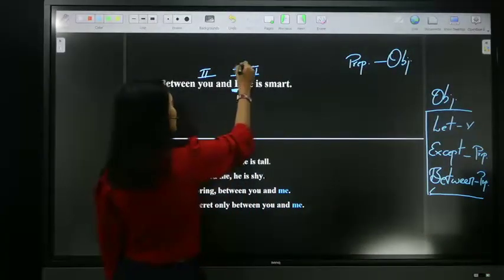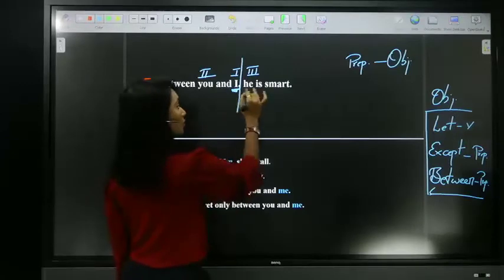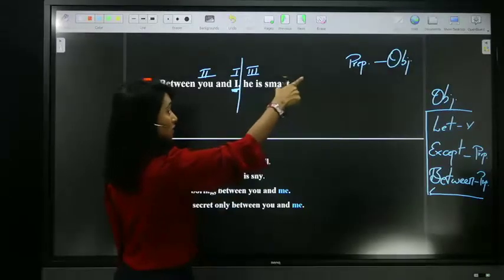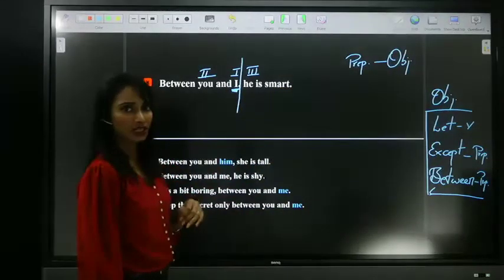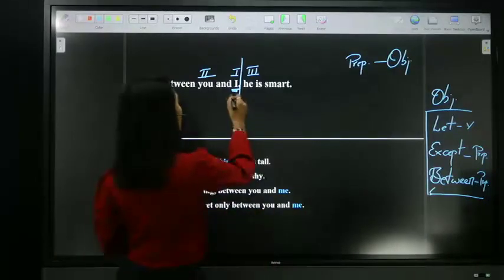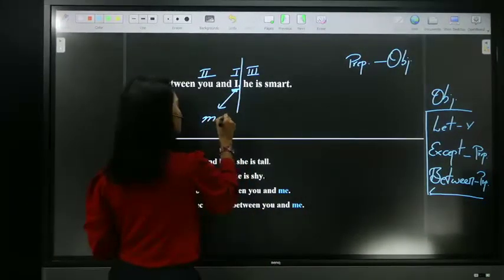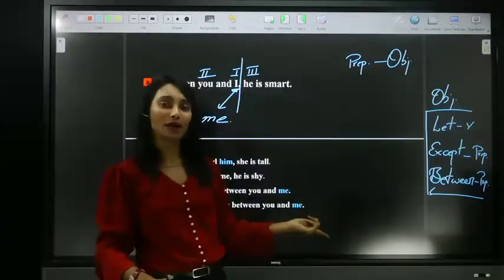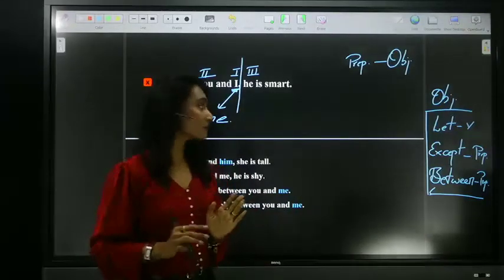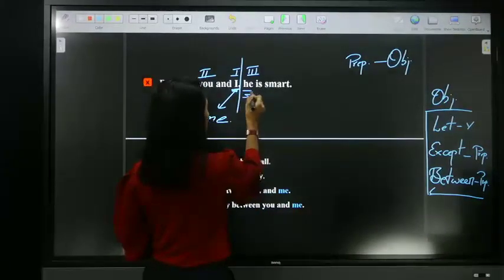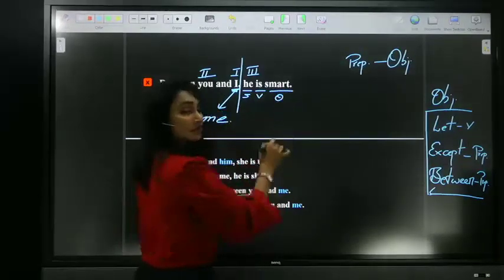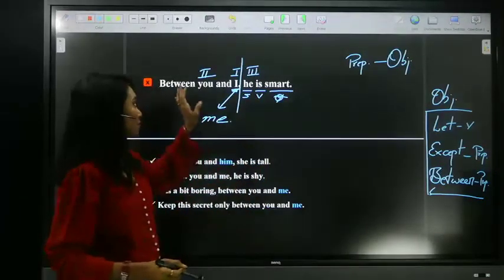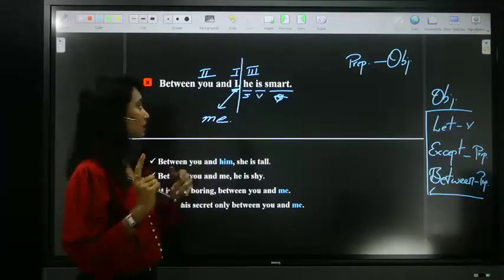So there are two clauses here. One, between you and I. Two, he is smart. In the first clause, we have between, which is a preposition, so both should be in objective case. The objective case of you is you only, but the objective case of I is me. So between you and me, he is smart. Do you understand what I told here? Because this is next class, subject, verb, object case though, it's additional information you can take. So between you and me, not I.